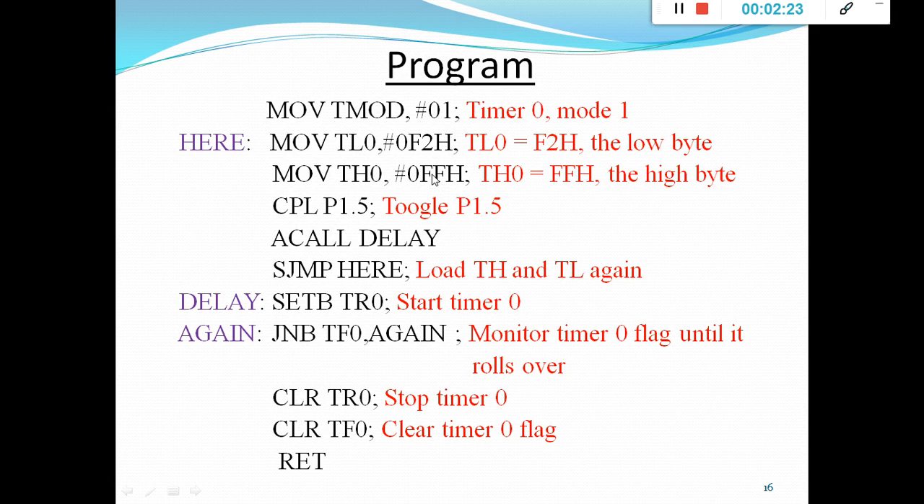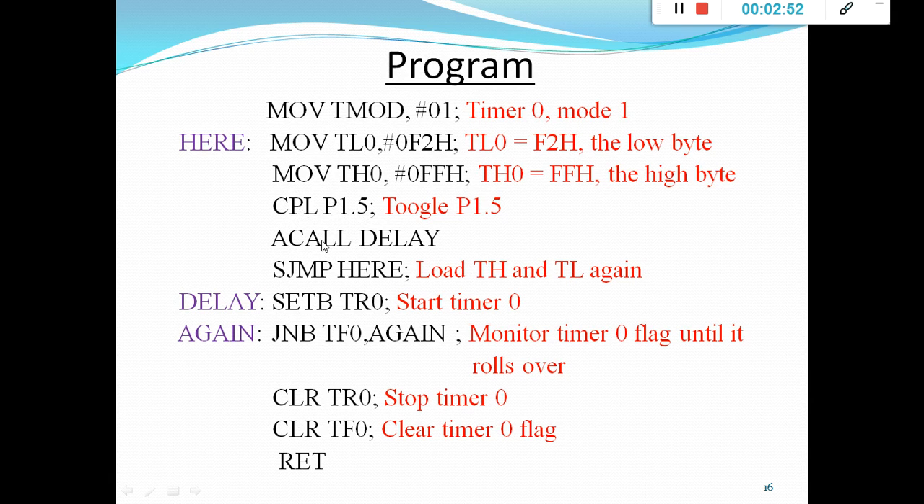After declaring the initial count, the question is that you have to get a square wave of 50% duty cycle and display that square wave on P1.5. So you have to toggle that value. For toggling there is an instruction, that is CPL. CPL P1.5: P1 is port 1 and 5 is the fifth bit of port 1. In the fifth bit of port 1 you are going to do the toggling, so for toggling you use the instruction CPL.